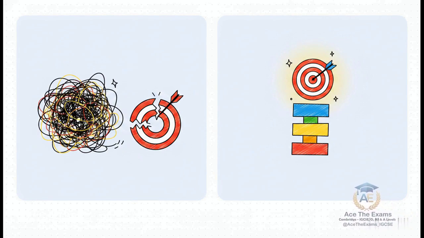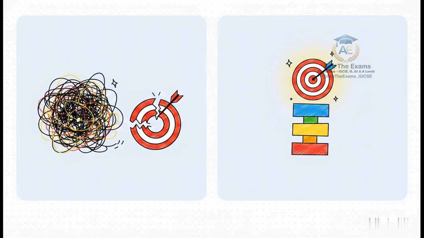On the left side, we see Sam's old, rushed, panicky answer. Encryption stops hackers from reading the file. That is a contextless, zero-mark disaster. It tells the examiner nothing.